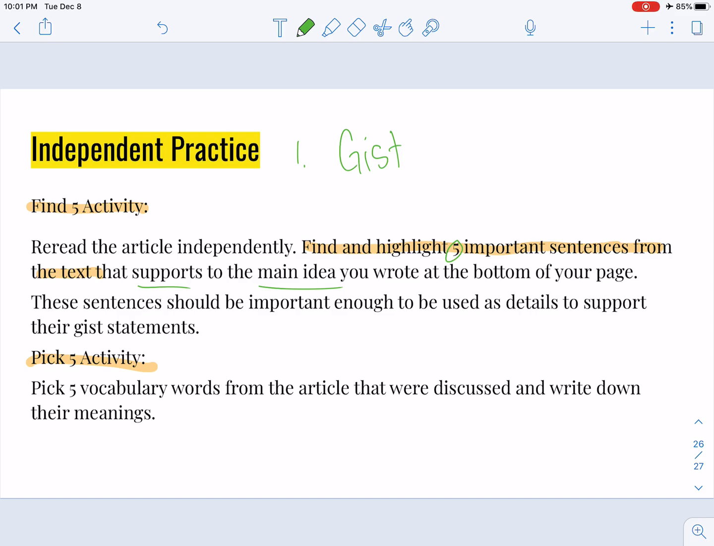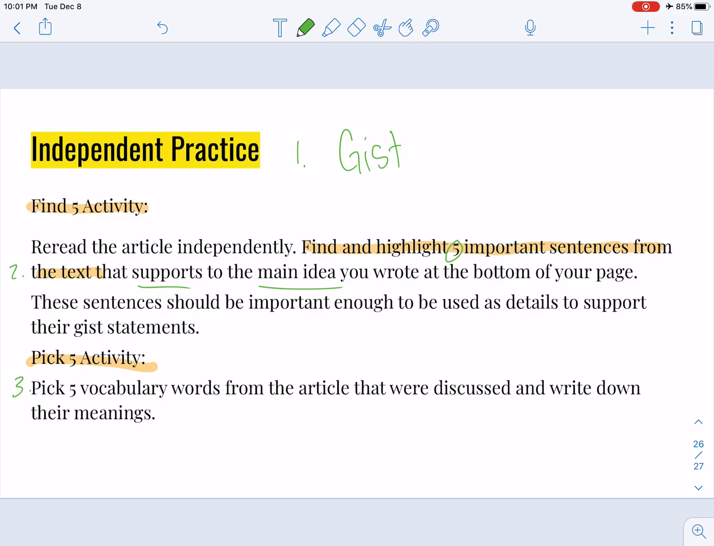Now, if we were to ask you later to write a summary of this passage, these sentences should be important enough that you would use them as details in your summary. Now, the next part, so this is question 2. The next part, question 3, you're going to find 5 vocabulary words from the article that were discussed, and you're going to write down their meanings as well.